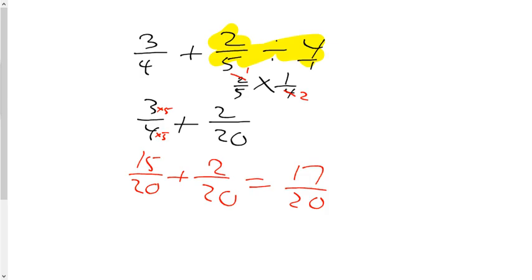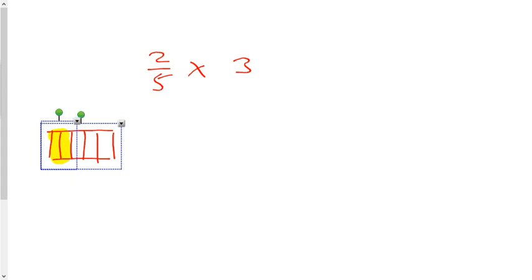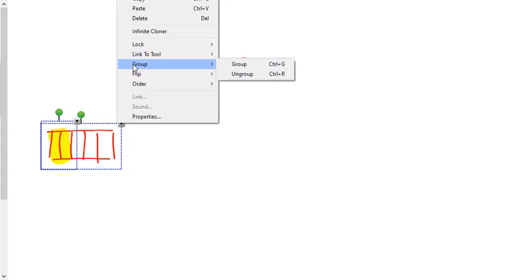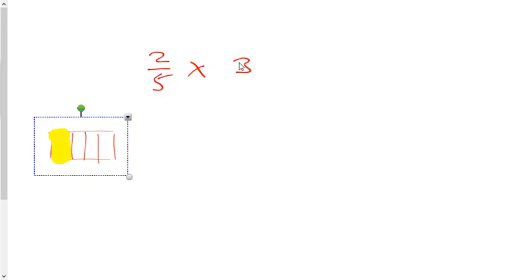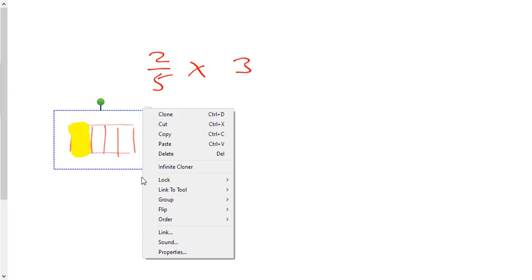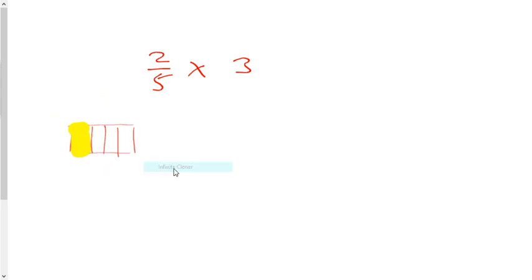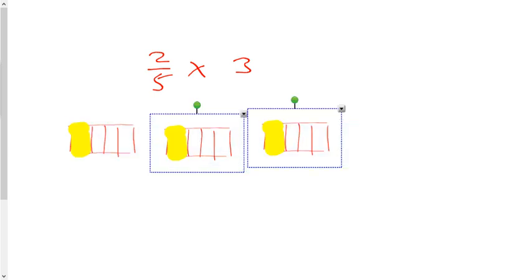In the third question, we have 2/5 multiplied by 3. Now, even though I don't have to, I am going to just remind you of what this looks like. So if I was to draw 2/5, that's what 2/5 would look like as a picture. And if I was to take that and, through the miracle of smartboard technology, group that into one fraction, and clone it, double it, and triple it. Oh, that didn't work out at all. Ungroup.